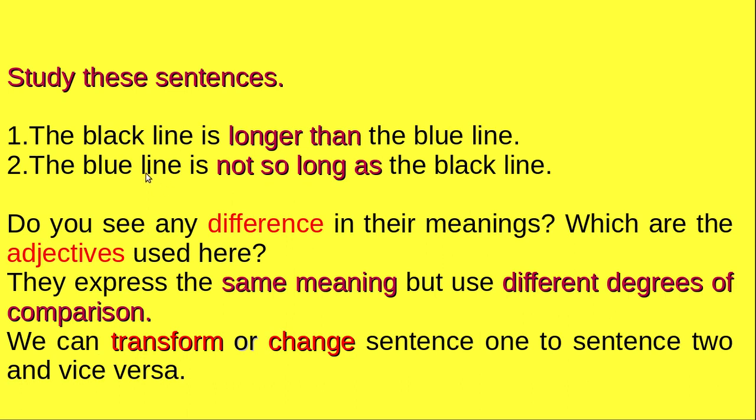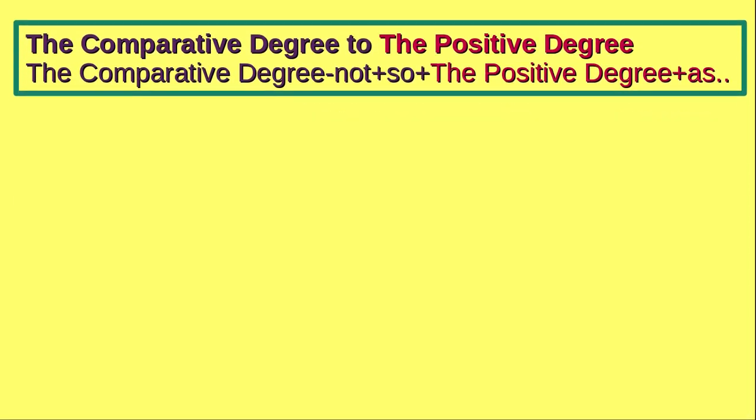The black line is longer than the blue line. The blue line is not so long as the black line. Both sentences mean the same, but there are different degrees of comparison. That means here the comparative degree longer is transformed to the positive degree long. Okay, then how can we transform it? Let us have a simple formula for that. After the verb you have to put not, then so, the positive degree of that adjective, and then as.